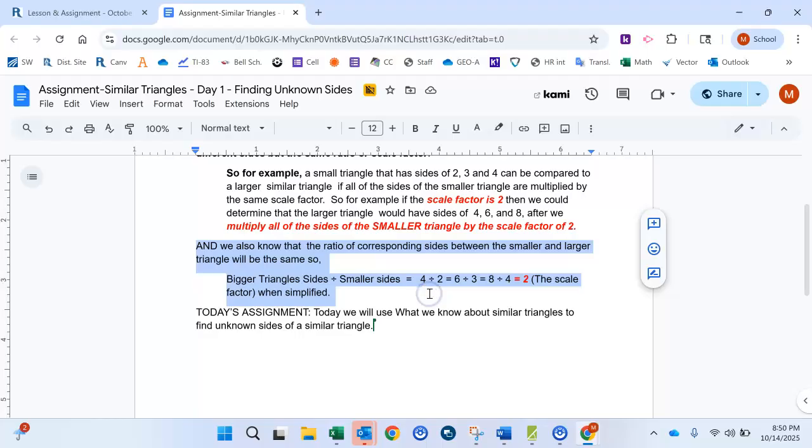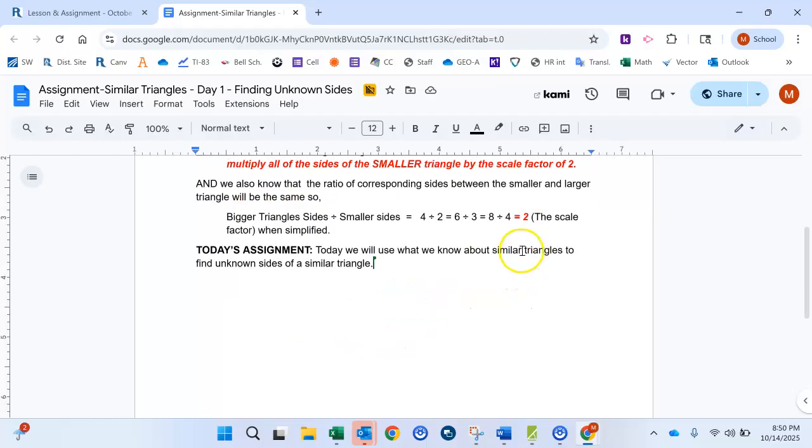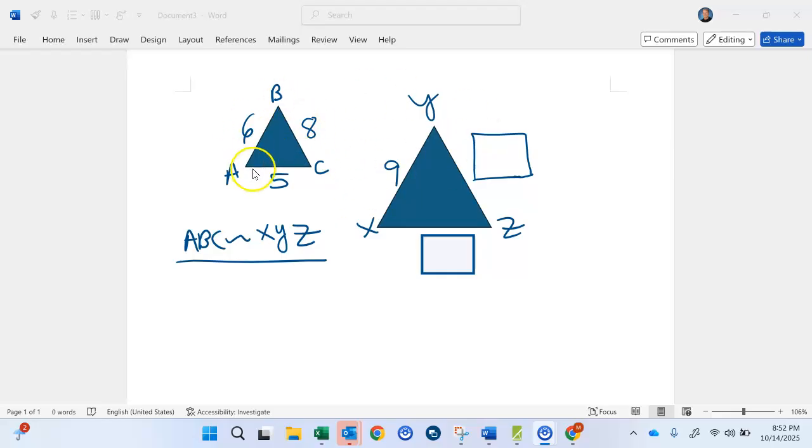Next, this is what we're doing today. So please read this. We're going to use what we know about similar triangles to find unknown sides of a similar triangle. So let's go ahead and do a simple example. Let's say we have one triangle here, ABC, and triangle XYZ, and we are told that triangle ABC is similar, not congruent, but similar to XYZ.